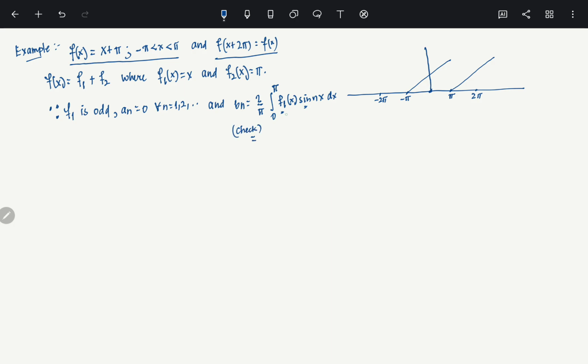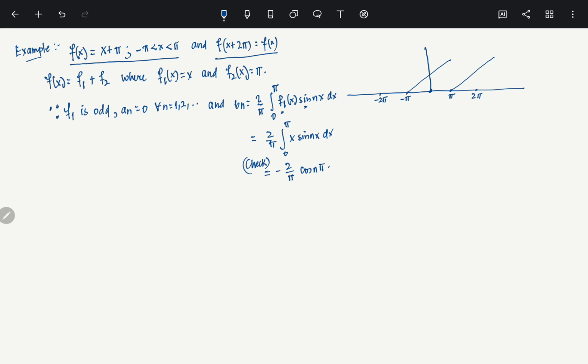That if you integrate this thing, it becomes 2 by pi, then 0 to pi, and then you have x sine nx dx. Yes, so if you calculate it, it becomes 2 by pi cosine n pi. Yeah, so you have to check this part. Yeah, please do this check. So maybe you can check this. Let me put it here. Check.